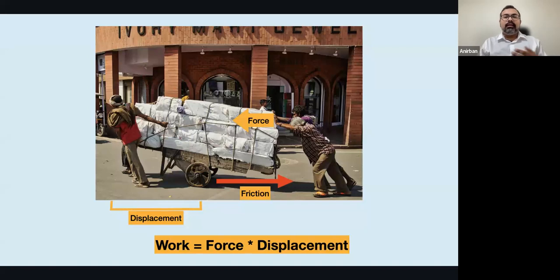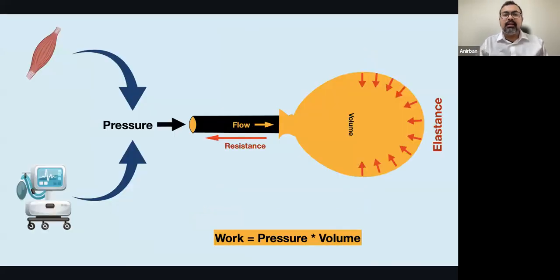So mathematically speaking, what is the amount of work that they have done? If they have applied a force, say F, to achieve a displacement, say D, then the work they have done is the product of the force they have applied and the movement they have achieved. So this is the equation of work in a normal sense of things. What about ventilators?